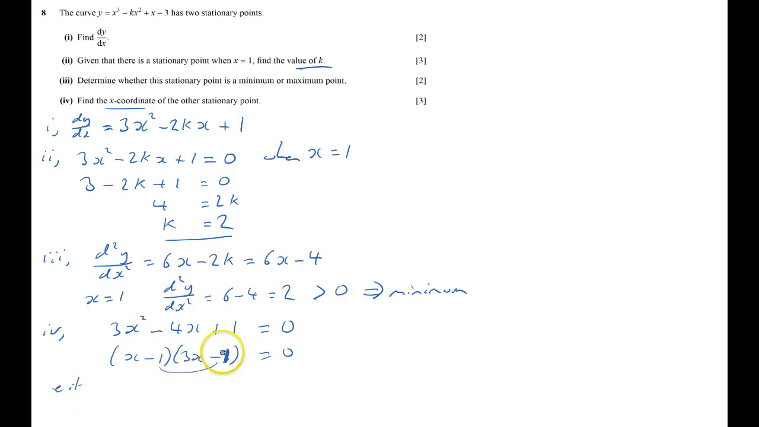Something times something is 0, so either x minus 1 equals 0 or 3x minus 1 equals 0. Solve that: x equals 1, I've already had that one, or x equals, add 1 to both sides and then divide by 3, x equals a third. I only asked for the x value, it didn't ask me for the actual coordinate. So that is the answer, and that's 8 marks done.